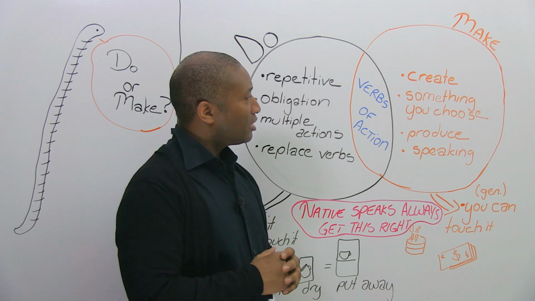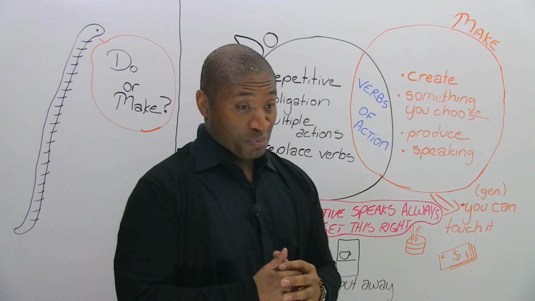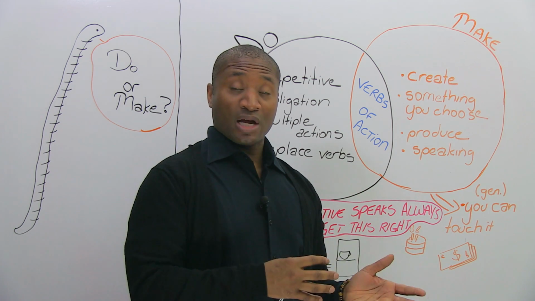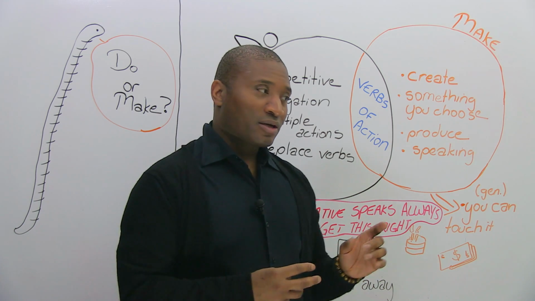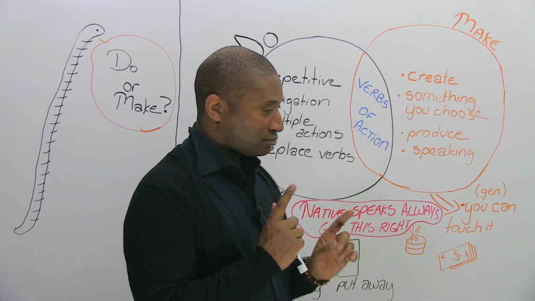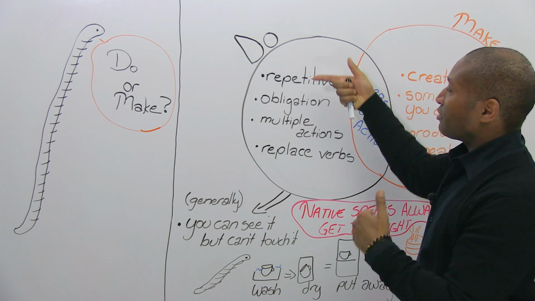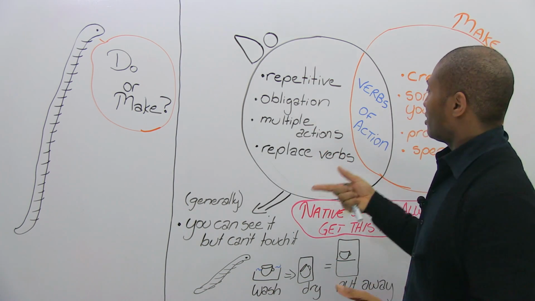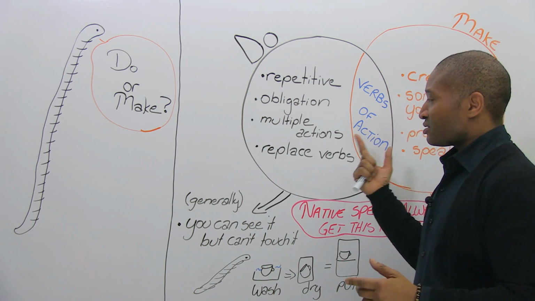Make. Make is create. When you create something, creation comes from it didn't exist, and now it does. You create. That's making. And when I say create, there's a big difference between the two, okay? Notice when we talked about do, we talked about repetitive, obligation, multiple action. It's a verb of action, and so is make. But the difference is this.